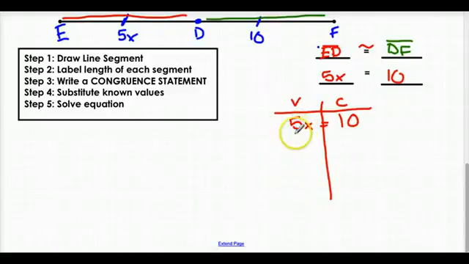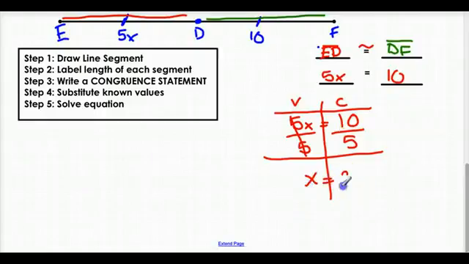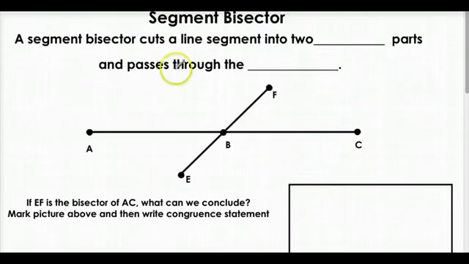So this is 5 times x. To solve for x, we're going to have to divide both sides by 5, because division is the opposite of multiplication. When I do that, these 5's cancel out, and I get x is equal to 10 divided by 5, which is 2. And that is how it's done. X is equal to 2. And does that make sense? Well, 5 times 2 equals 10, and this is 10, and they're the same. So, yup, we did it.